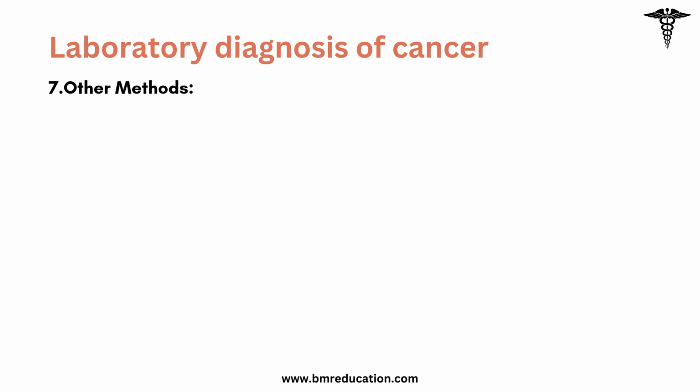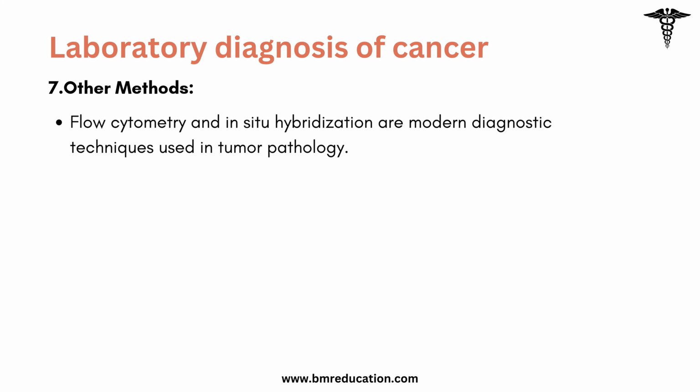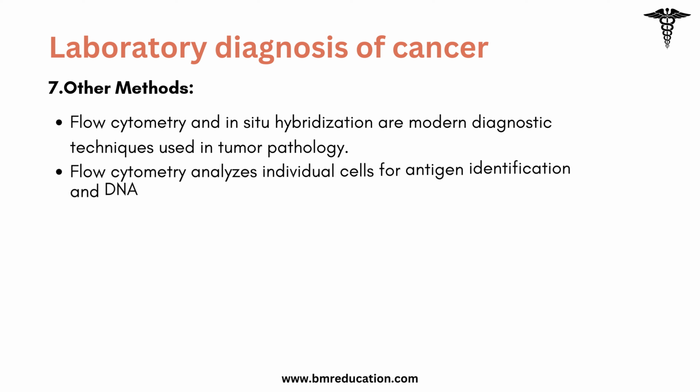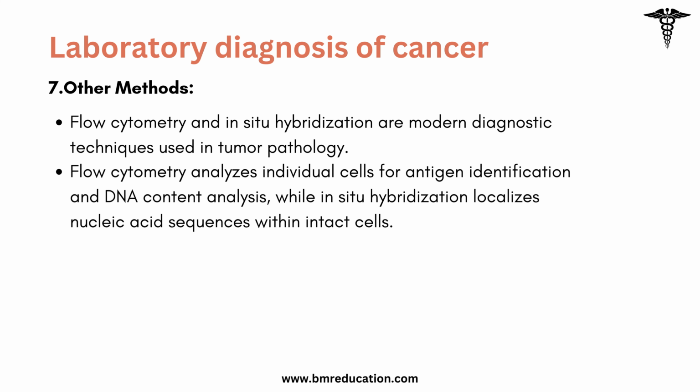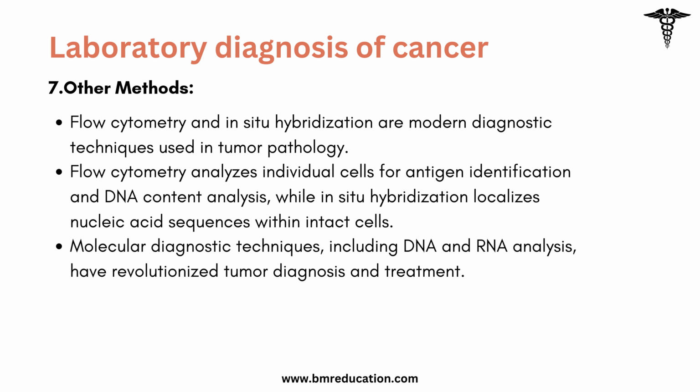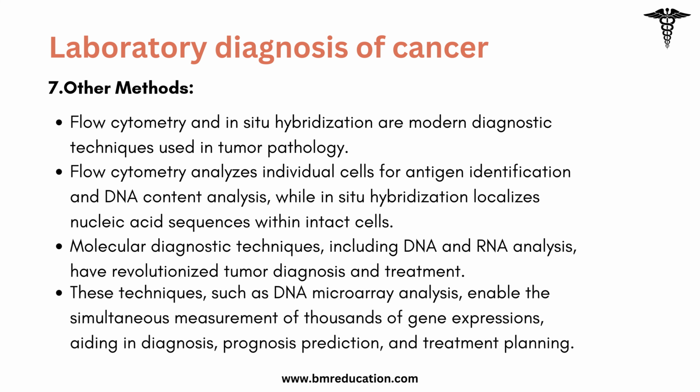Let's learn some of the other methods in the diagnosis of cancers. Flow cytometry and in situ hybridization are modern diagnostic techniques used in tumor pathology. Flow cytometry analyzes individual cells for antigen identification and DNA content analysis, while in situ hybridization localizes nucleic acid sequences within intact cells. Molecular diagnostic techniques, including DNA and RNA analysis, have revolutionized tumor diagnosis and treatment. These techniques, such as DNA microarray analysis, enable the simultaneous measurement of thousands of gene expressions, aiding in diagnosis, prognosis prediction, and treatment planning.